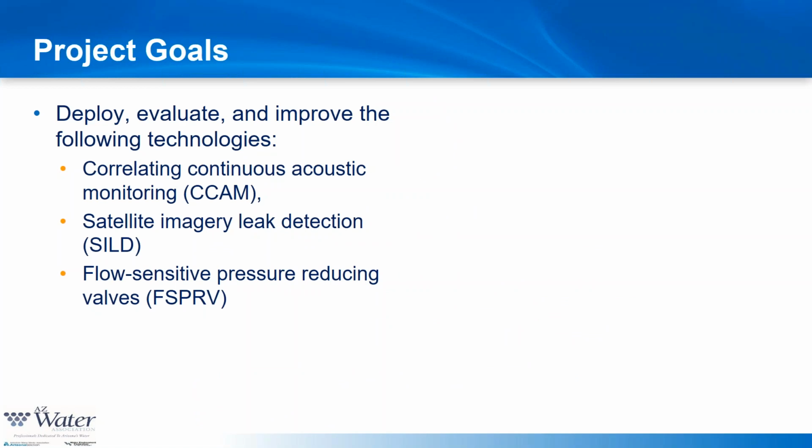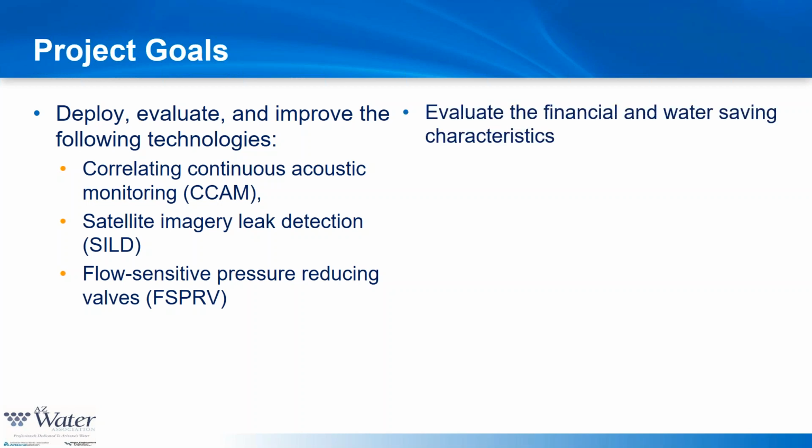So the goals were to deploy, evaluate, and improve the following technologies you can see here with the acronyms. There's CCAM, which is continuous correlated acoustic monitoring, satellite imagery leak detection, and flow sensitive pressure reducing valves, more of a pressure management technique. It's not to say who's better than the other, but more of what can we do to make it better for market deployment out here in the United States.